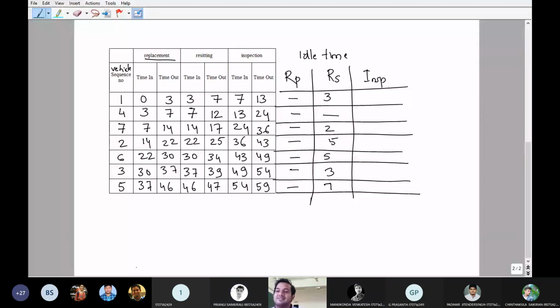First he will wait for 7 minutes for the replacement and resettings to complete. Yes or no? You can check it out. The next one is continuously working. 7 to 13 is working. Then 24 to 36 is working, and 36 to 43 is working, and 42 to 49 is working. Now we'll write down the total.